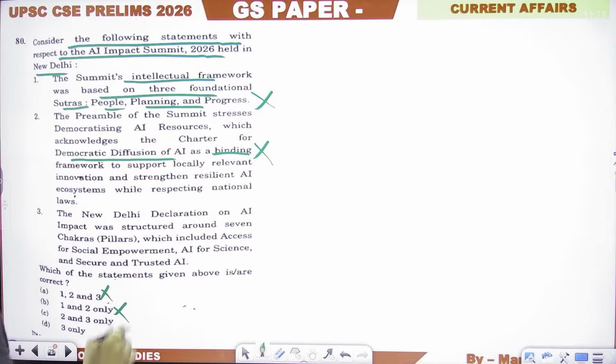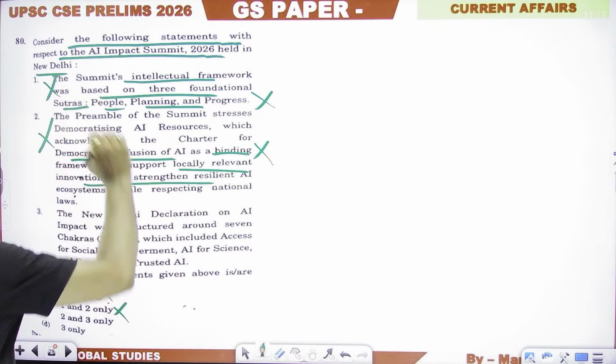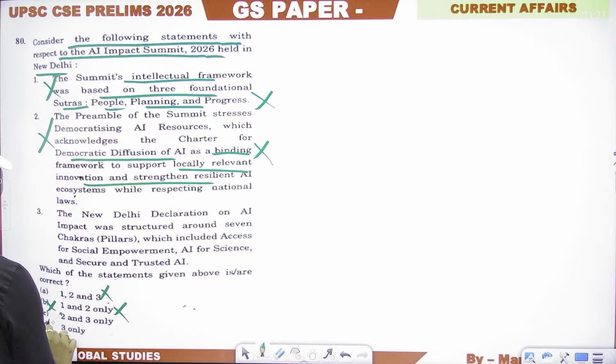Never be a binding framework to support locally relevant innovation. So it means that the first is also incorrect. The second is also incorrect. So it means that the second is also incorrect. So we got the right answer, D, 3 only.